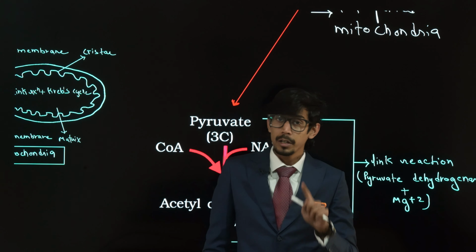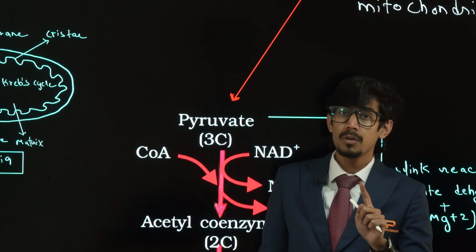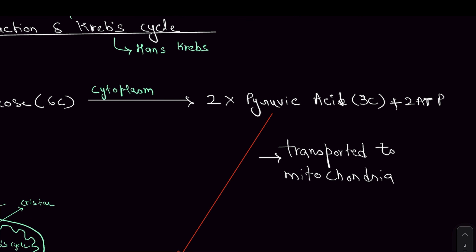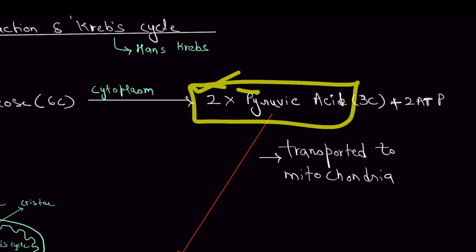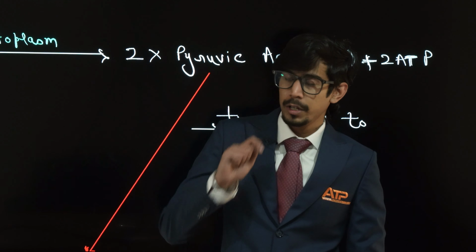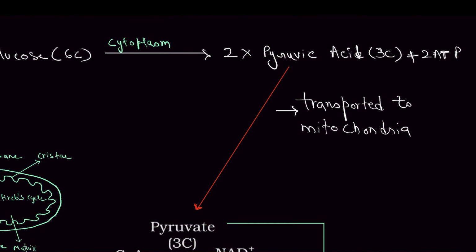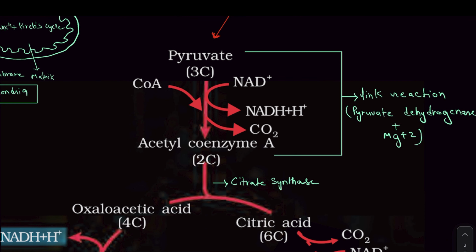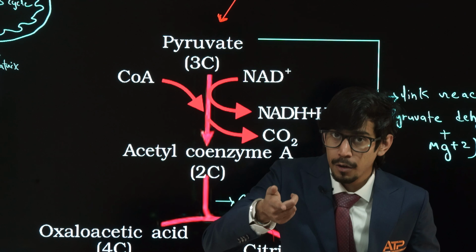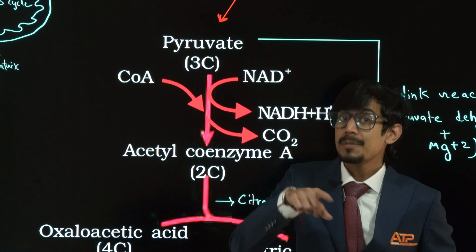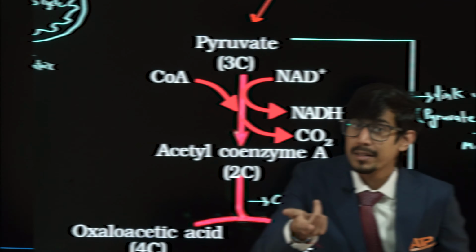But do we get one molecule of pyruvic acid from one molecule of glucose? No. The answer is we get two molecules of pyruvic acid. So if we get two molecules of pyruvic acid, then it means that this Krebs cycle will have to take place twice, right? For complete oxidation of one molecule of glucose, the Krebs cycle has to take place twice.